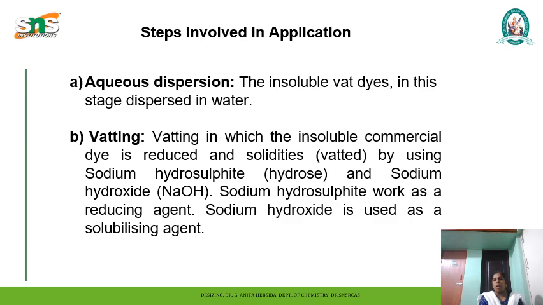So what are the steps involved in the application of VAT dyes? The insoluble VAT dye is first dispersed in water, then vatting. Here solubilization is ensured by the addition of a reducing agent like sodium hydrosulfide and a solubilizing agent, that is sodium hydroxide, which will ensure the alkaline pH also. So during the process of vatting, the leucoform is completely converted into the water soluble form by means of sodium hydroxide and sodium hydrosulfide.